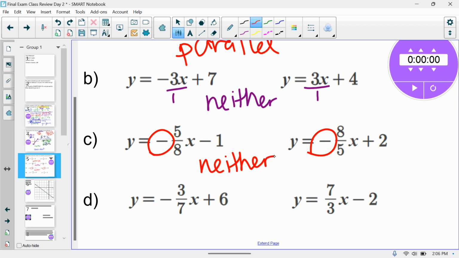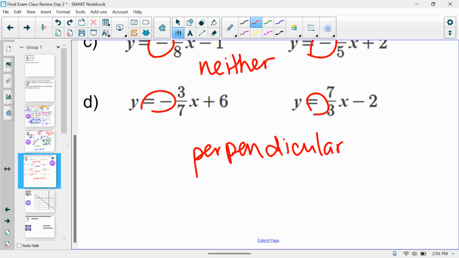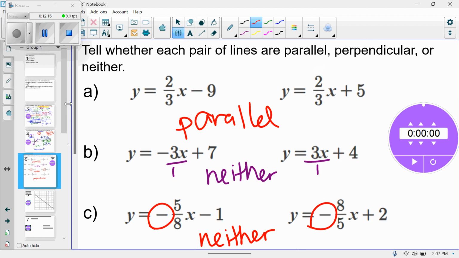The last example is finally one where they would be perpendicular, because this time the slopes are opposite, like this one's negative and this one's positive, but they're also reciprocals. This one's 3 over 7, this one's 7 over 3. So one more time, it has to be both in order to be perpendicular, okay? I hope that clears that up a little bit, because I feel like back in this chapter, we had a little bit of trouble knowing whether things were perpendicular or parallel. So do we have any questions about that example at all?